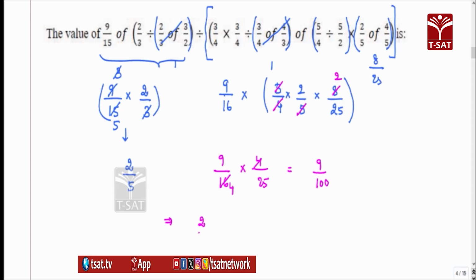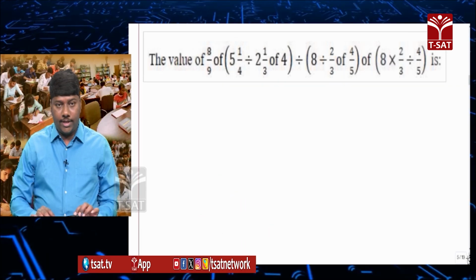So, we have 2 by 5 divided by 9 by 100, which means it becomes 100 by 9 because you have division. Cancel it. 2 into 20, 40 divided by 9. So, the answer for this is 40 by 9. Look at the next one.